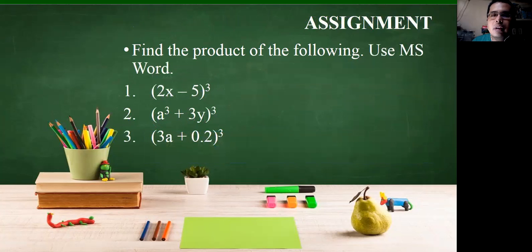Okay, so for your assignment, you're going to find the product of the following. You're going to use Microsoft Word in answering these problems.